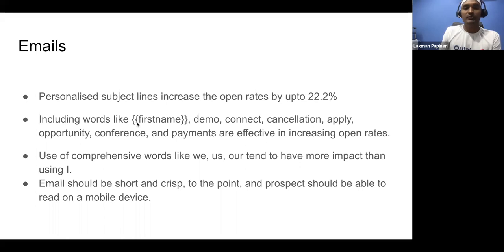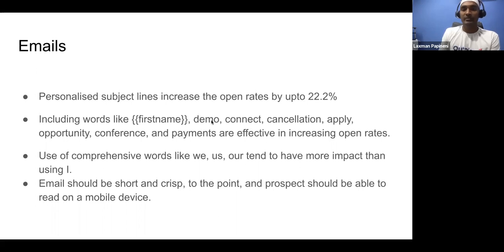And try to include words like, so this has always worked for me: put their first name in the subject, either at the beginning or the end. Let's say, "How was the webinar, first name?" So instead of sending "How was my webinar" to hundreds of people, with first name it becomes 100 different subjects. The more personalization you can do on the subject, the better your open rates will be.